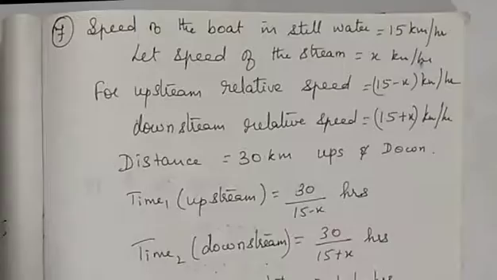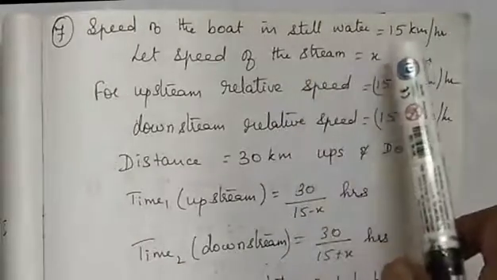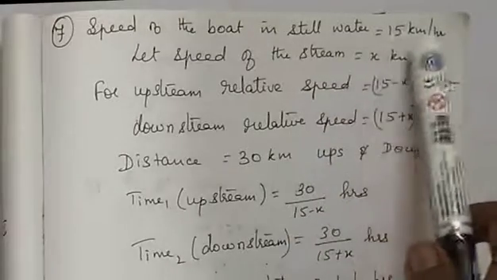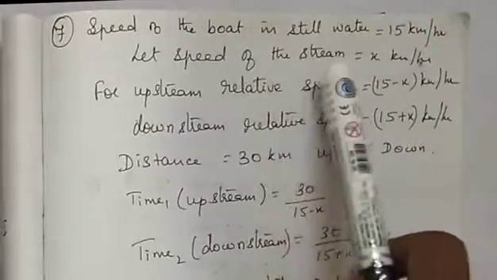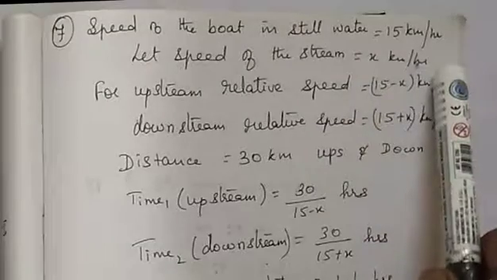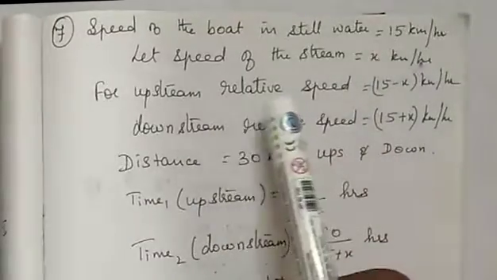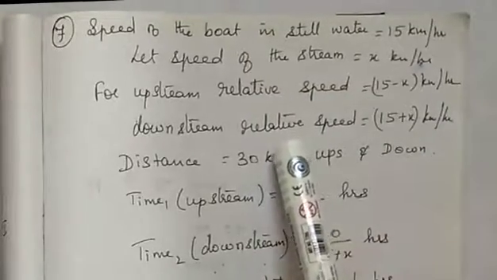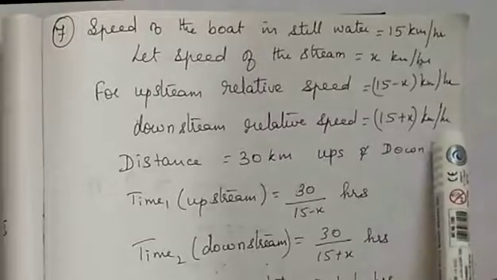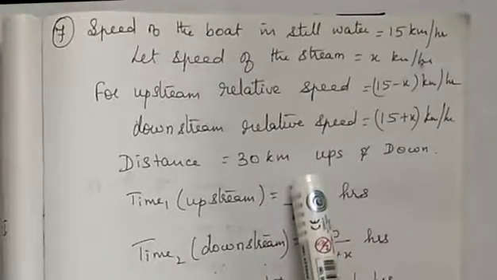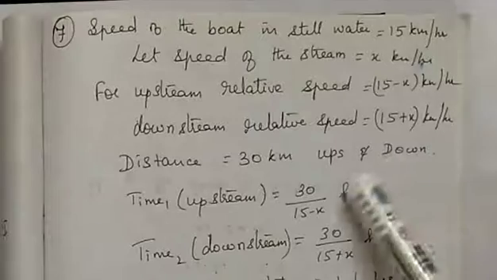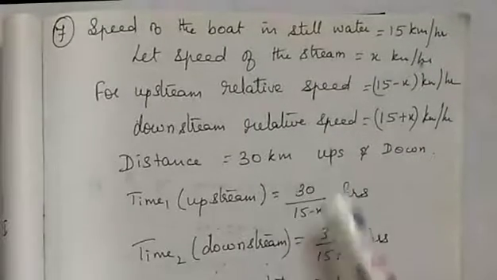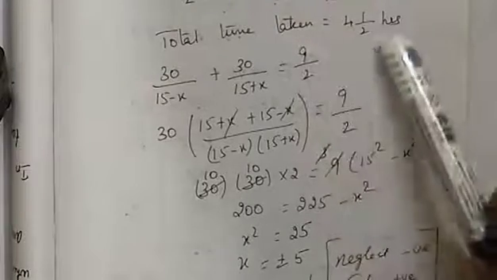Let us take the speed of the boat as 15 km per hour, and let the speed of the stream be x km per hour. For upstream, relative speed is 15 minus x km per hour and for downstream, relative speed is 15 plus x km per hour. Distance is 30 km. Time taken is 30 upon 15 minus x and 30 upon 15 plus x for upstream and downstream. And total time is 4.5 hours.